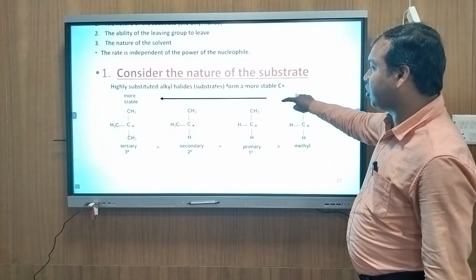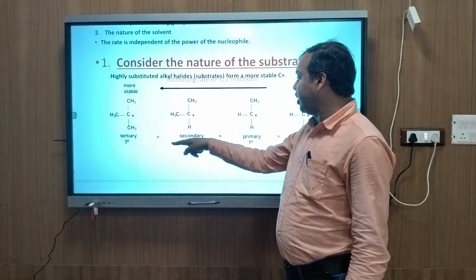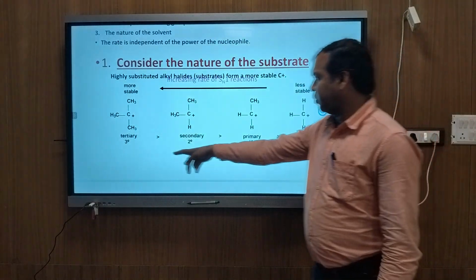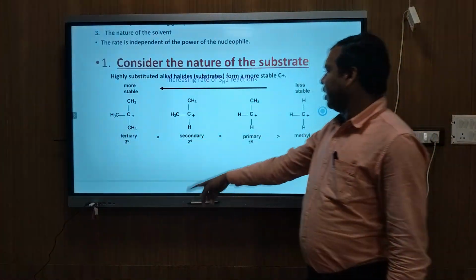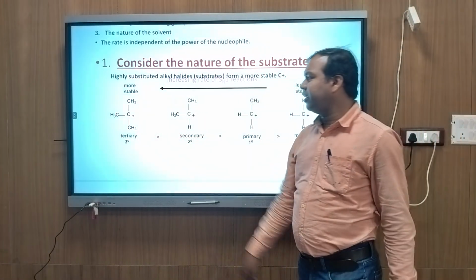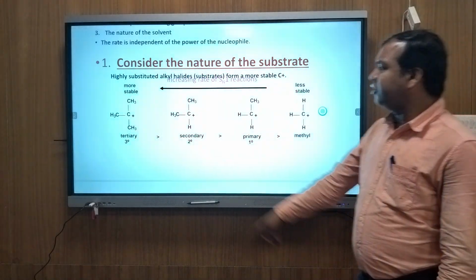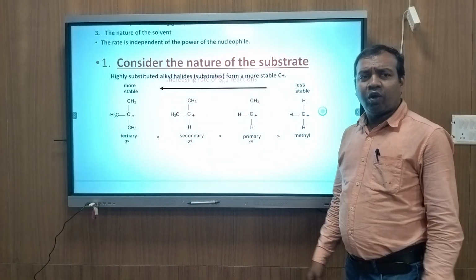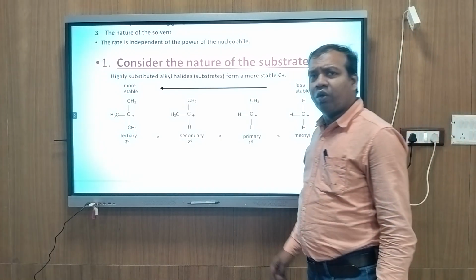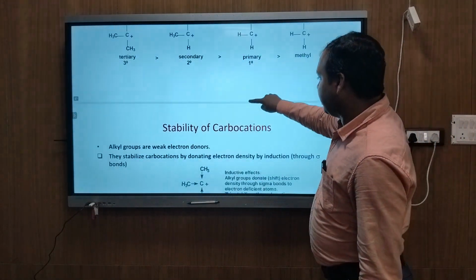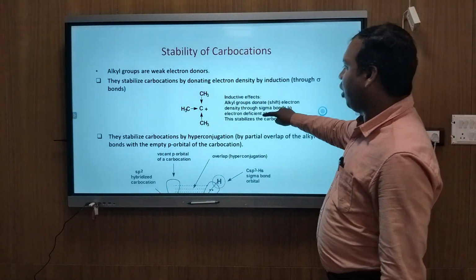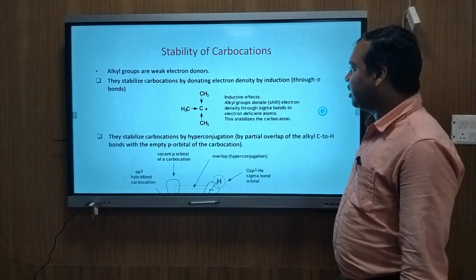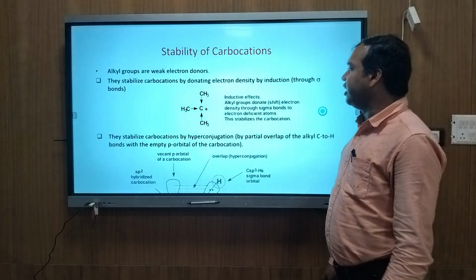So consider the nature of the substrate. Among 3 degree, 2 degree, 1 degree and methyl, this is the most stable carbocation, then this and this. For this reason we can conclude that this tertiary group prefers the SN1 reaction rather than the SN2 reaction. As all of you know, the stability of the carbocation depends first on resonance, then hyperconjugation and the inductive effect.